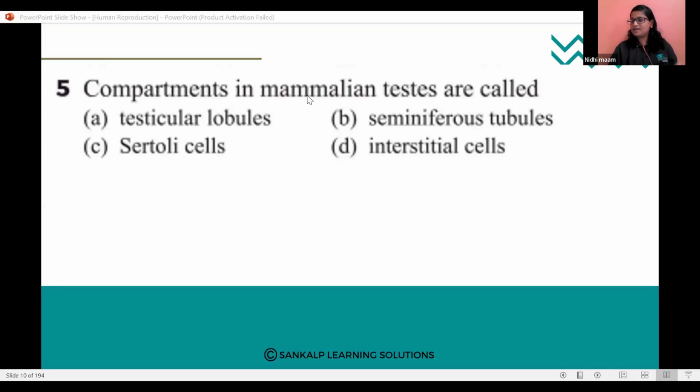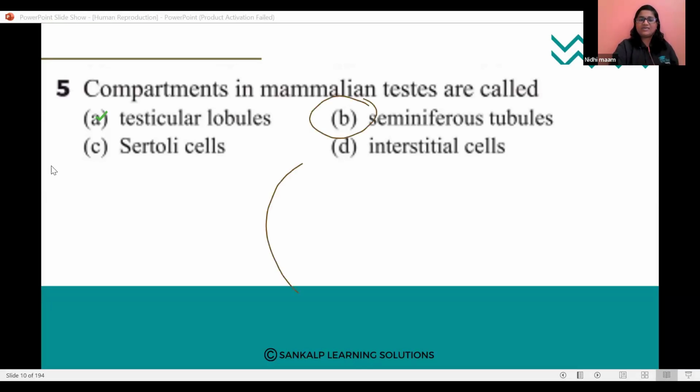Relax Shorts from YouTube answered it as 250 for the previous question. Good. Hema Patil, Supriya MS answered it. Most of you answered it as option A, which is exactly the right answer. Some of you got confused with option B, seminiferous tubules.